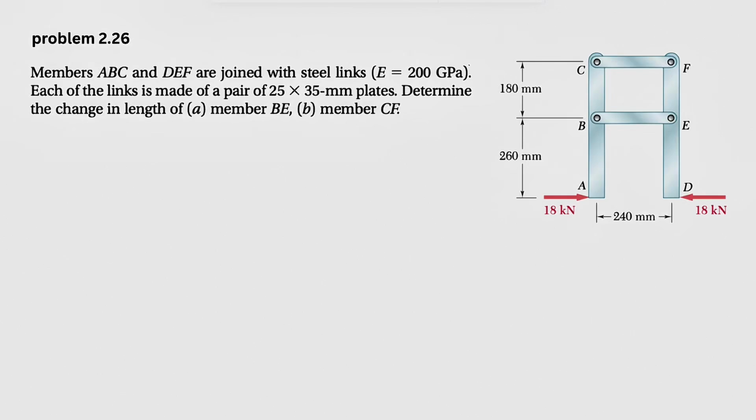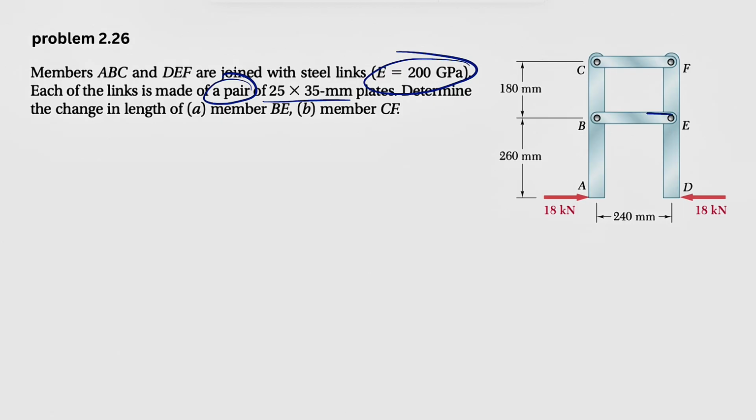Alright guys, we're going to be solving question 26 from the second chapter of the Mechanics of Materials by Johnston. And we have these members A, B, C, and D, E, F that are joined with the steel links. We have the elastic modulus of 200 gigapascal, and we know each of the links is made of a pair of 25 by 35 millimeter plates.